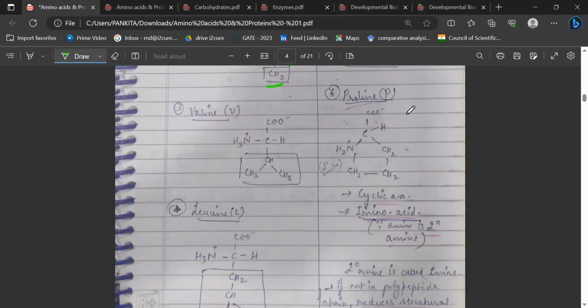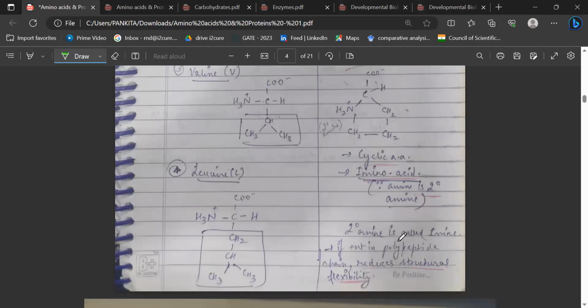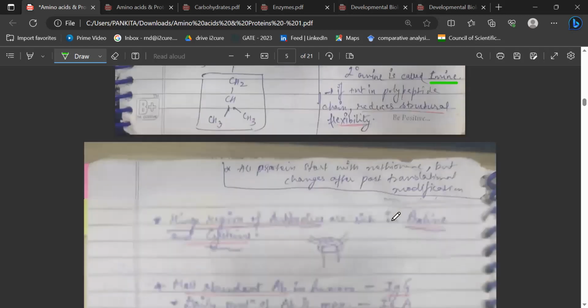Proline is a ring structure which contains a secondary amine. It's a cyclic amino acid, and it's also known as an imino acid because the amine in this amino acid is a secondary amine. Secondary amine is called imine. And if proline is present in a polypeptide chain, it reduces the flexibility of that chain.